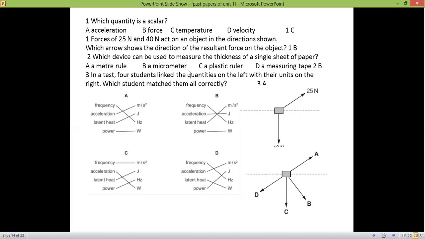Which device can be used to measure the thickness of a single sheet of paper? Again, it is micrometer. Micrometer is used to measure very small lengths, less than 2 centimeter. The next question is about derived units and derived quantities. There are so many derived quantities. We're going to discuss them in the coming chapters. Next question.